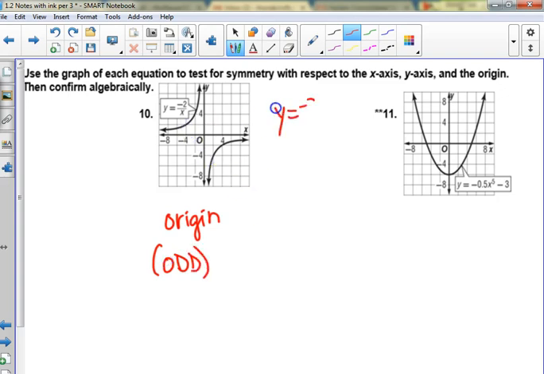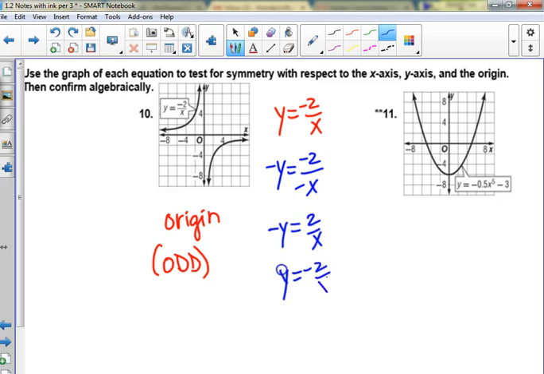It said y equals negative 2 over x. If I replace both of those with an opposite, does it get back to what we started? If I switch the y over to the other side, you'd have this. So I did that one a little bit differently. I replaced both x and y with the opposite, and then I simplified, and it got back to what we started with. All right, what about 11?